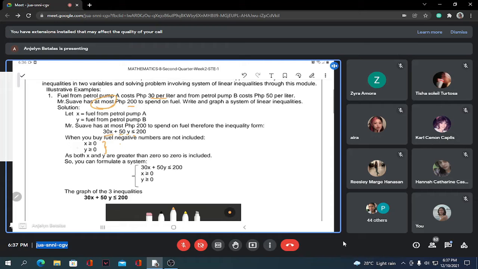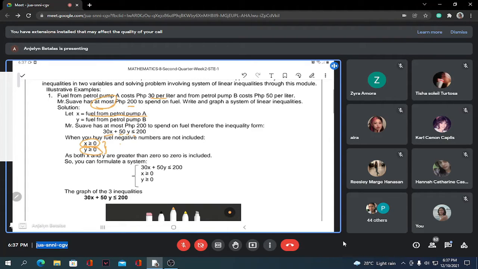So this X is the fuel from petrol A. Another condition, class: there is no negative fuel, never negative 2 liters. The number of liters or amount must be positive. So X is greater than or equal to 0. That means the fuel from petrol pump A must be greater than or equal to 0 liters, so it can be 0 liters. Next, for Y, the fuel from petrol pump B, Y is greater than or equal to 0.